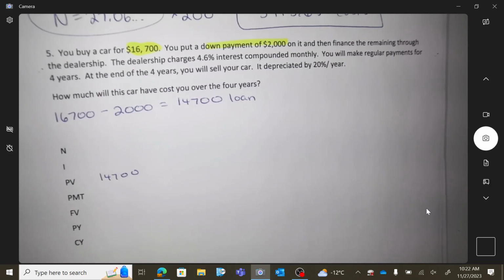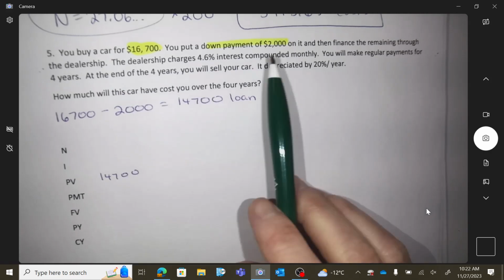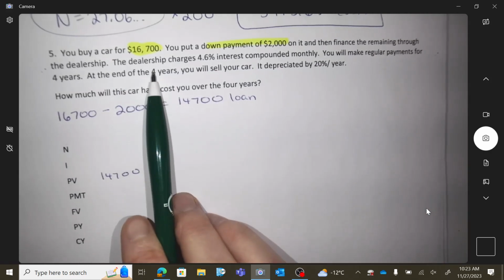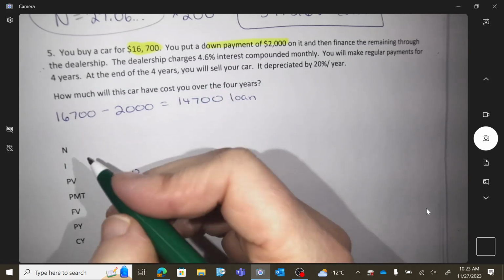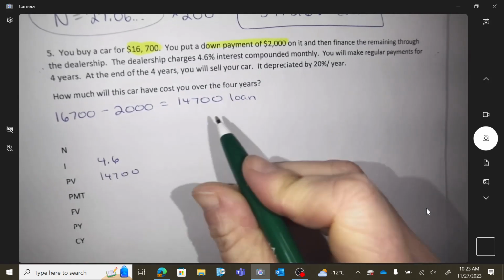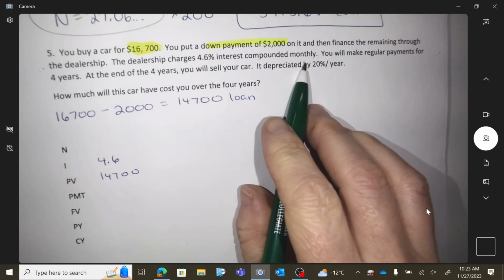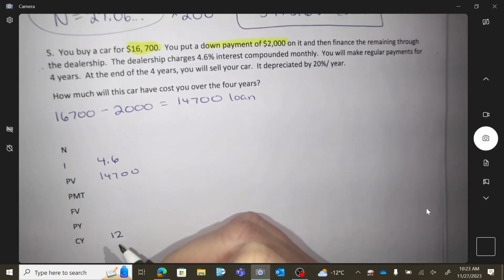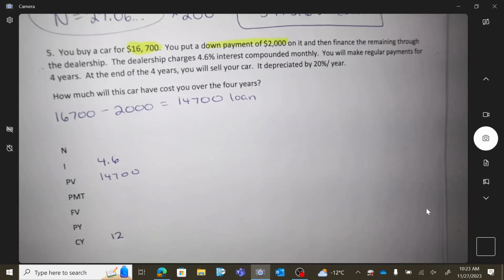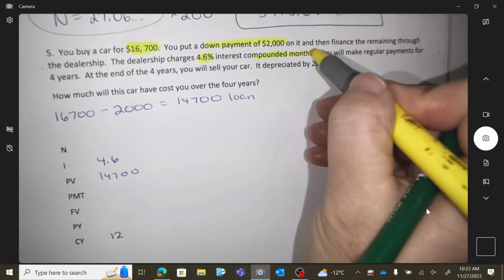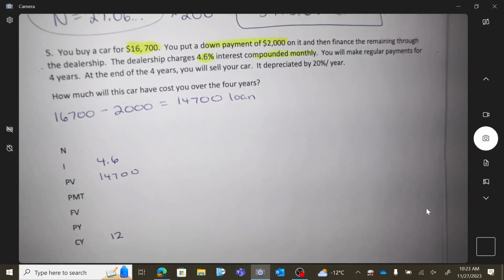Okay? I had somebody on a test who added that once. That's not what you're doing, right? You're paying that and then it's coming off the price. Okay, so we're going to finance the rest. Give me a 4.6. Put that in. Compounded monthly. Regular payments for 4 years.